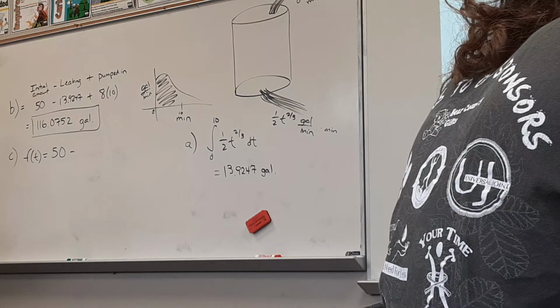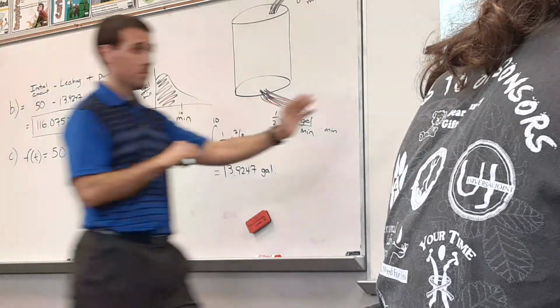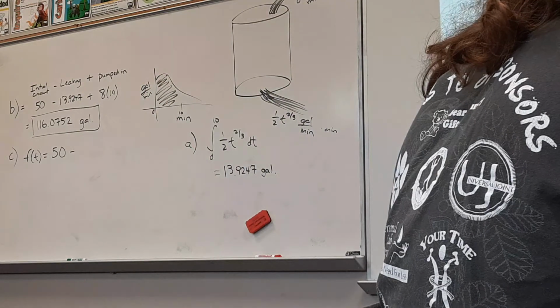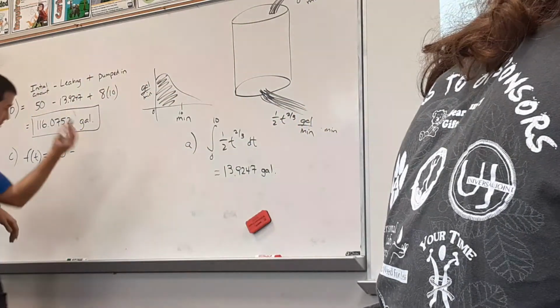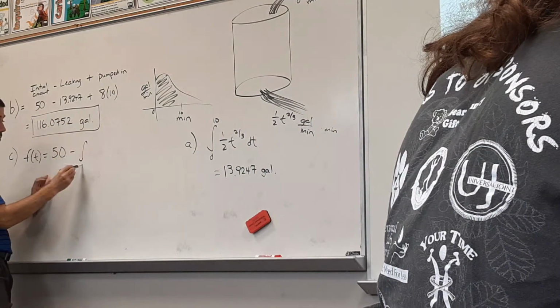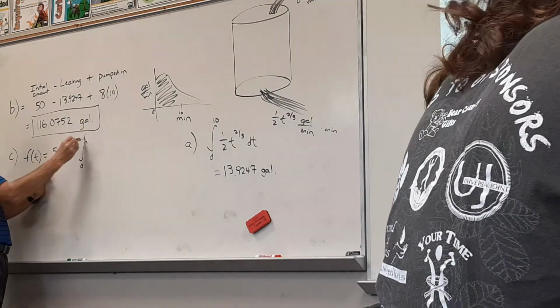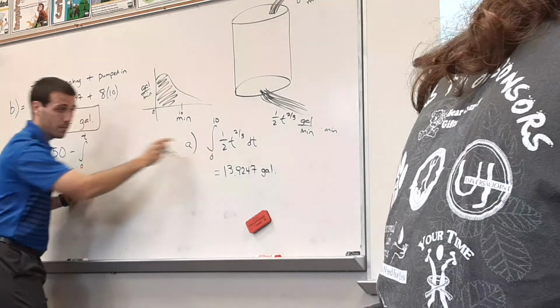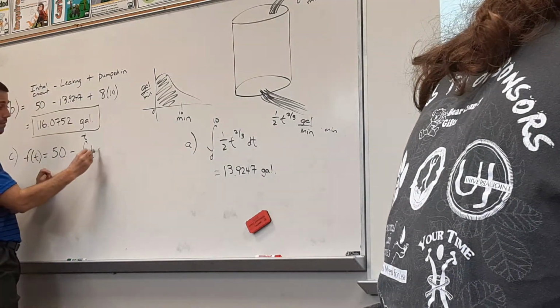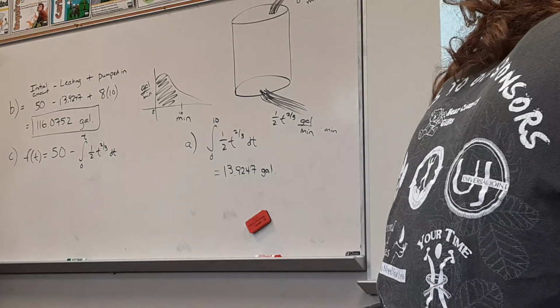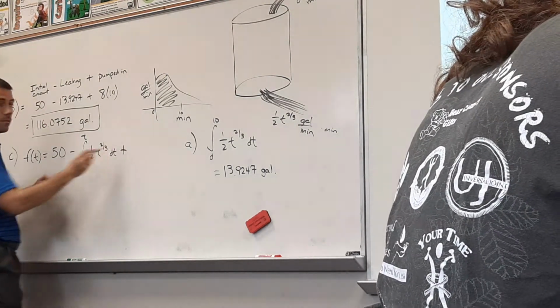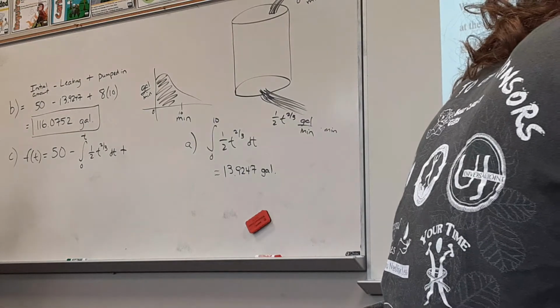Because this is for any value of time, not at 10 minutes, not at 30, not at 90, just t. So minus the integral from 0 to t of the function that we just had, 1/2 t to the 2/3 dt, plus 8t. You can write it as 8t.